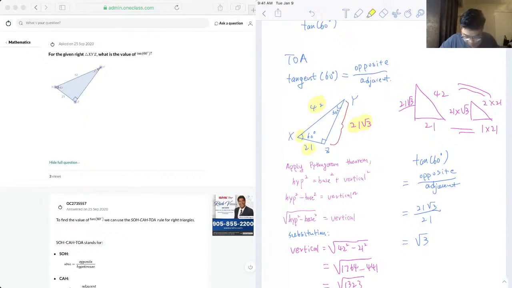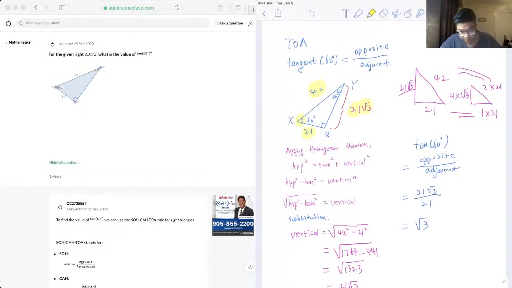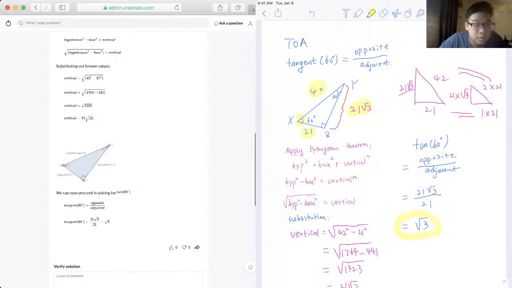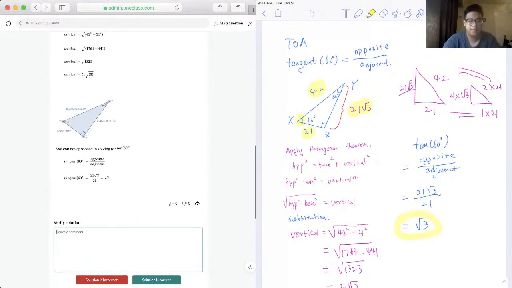And so our tangent 60 will just be opposite over adjacent, which gives us root 3 as our final answer. So yep, the answer is correct. Good job.